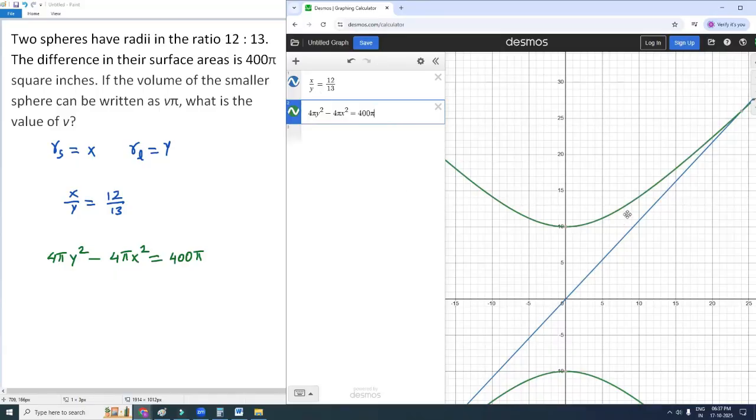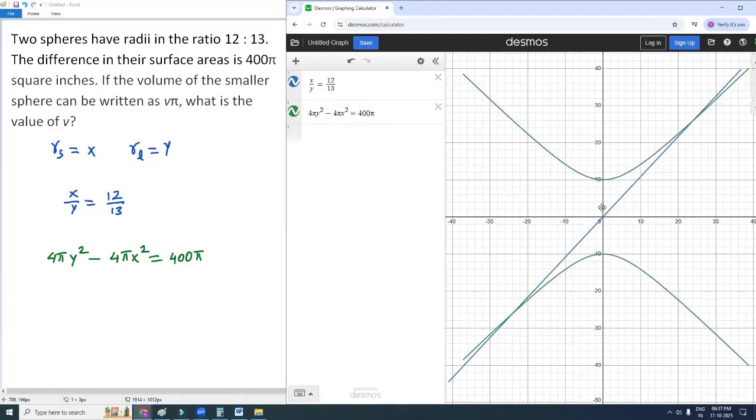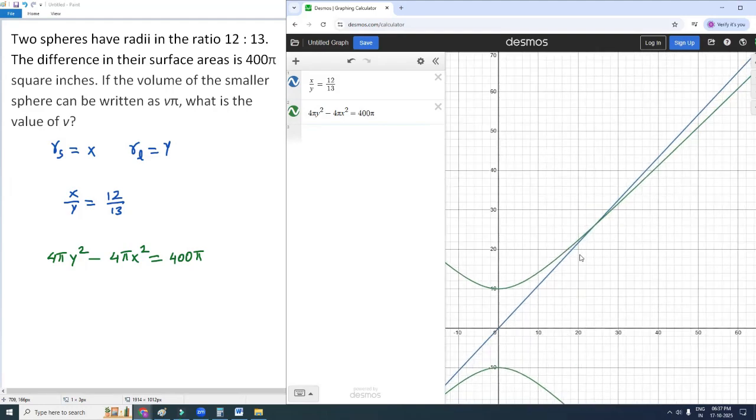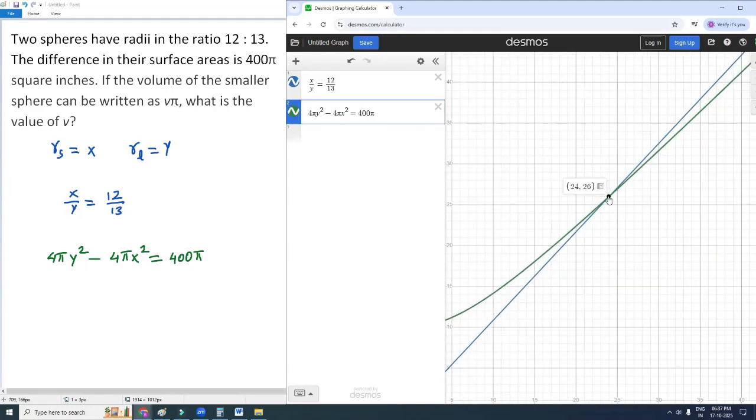Now we have the graph here, and the graphs of the two equations intersect at 2 points. One is over here, but at this point of intersection, both the x coordinate and y coordinate are negative. That's not possible, because the x coordinate gives the radius of the smaller sphere and the y coordinate gives the radius of the larger sphere. Now let's consider the other point of intersection, where both the x and y coordinates are positive. We need only the x coordinate, that is 24. That is the radius of the smaller sphere. So the radius of the smaller sphere equals 24.